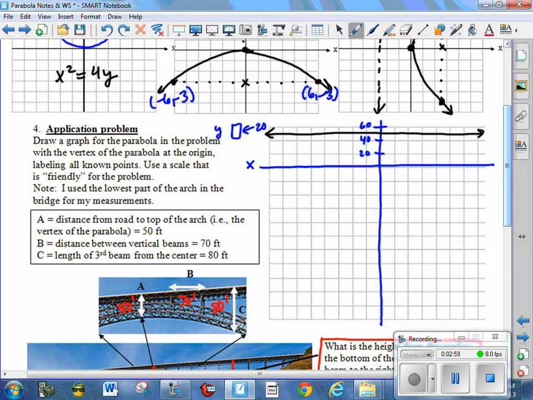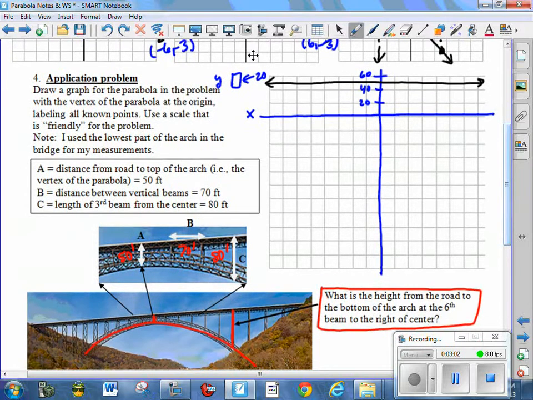Then I want to mark my x direction. We need to get out to the sixth beam. So I better make each one of my x-axis marks the width of a beam, which is 70. So when I go out here, 1, 2, 3, 4, 5, 6, since they're each 70, the third beam would be at 210, and the sixth beam then would be at 420. And then I can do the same thing in the opposite direction, negative 210, negative 420. There's my vertex at the origin.